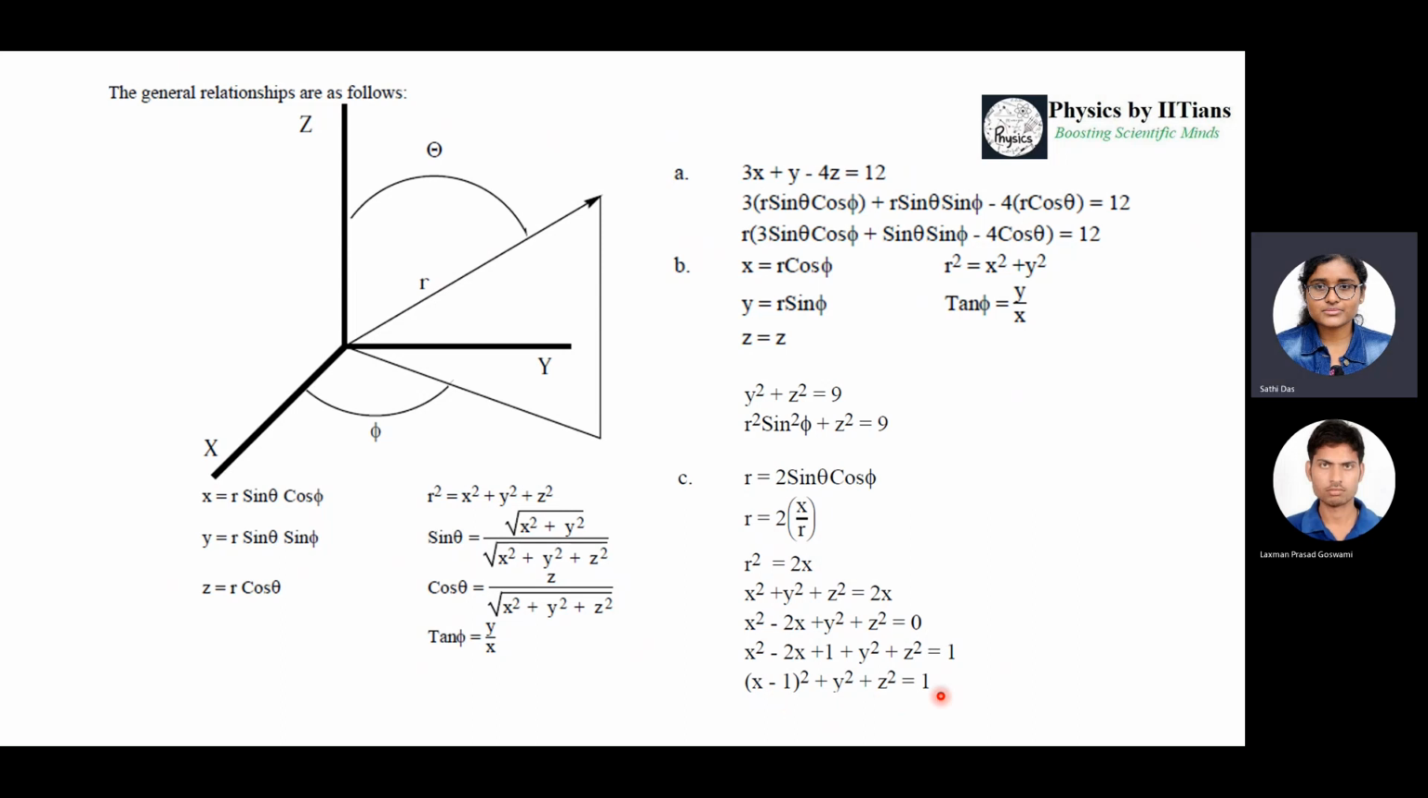So come to the next question. From this question, what you understand is that to transform an equation from one coordinate system to another, you have to know the transformation equations and just put it in the simplest form.